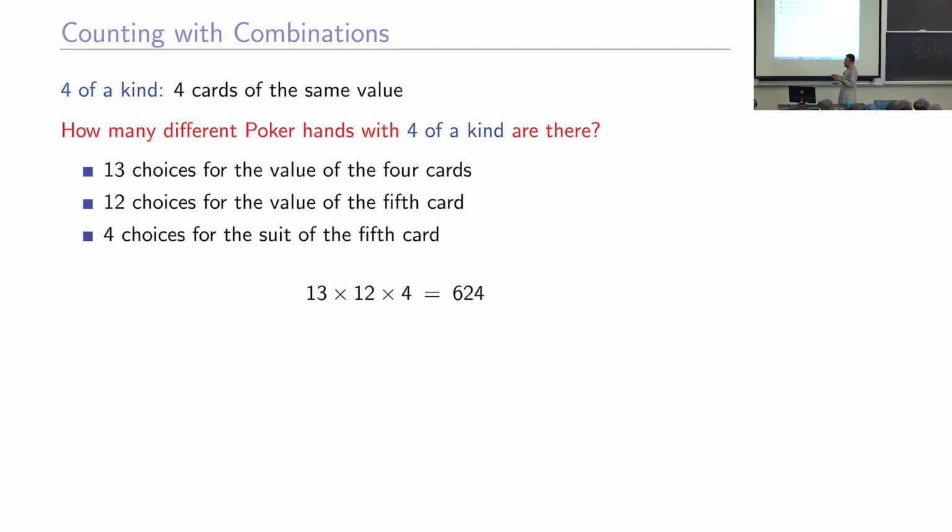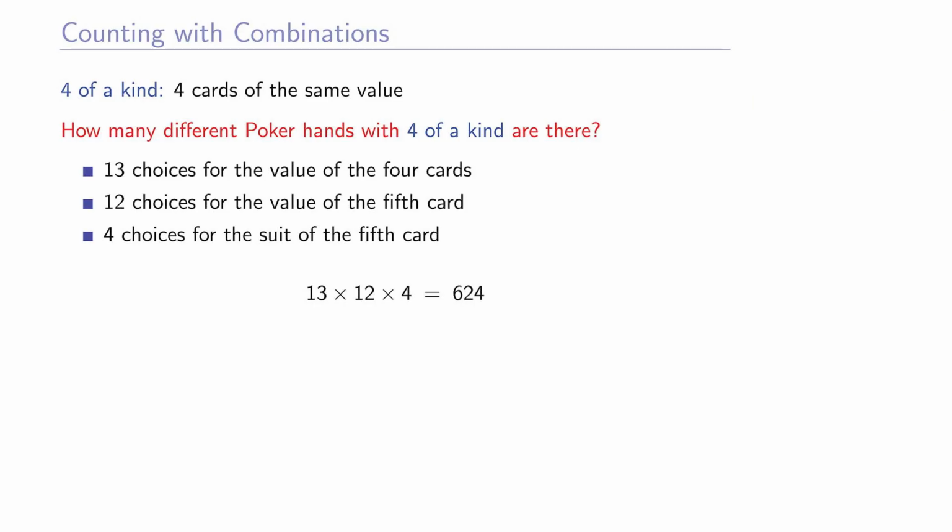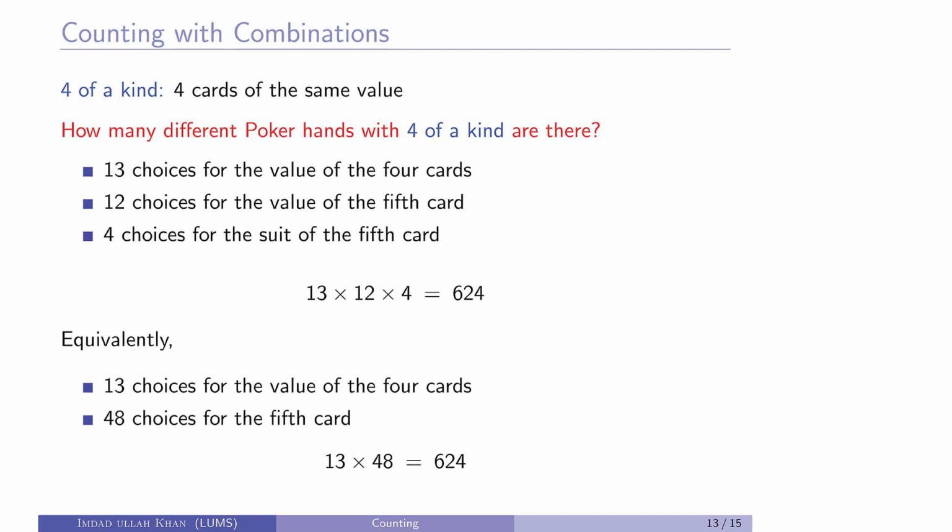So the way to do this question by counting by the product rule is you have 13 choices for the value of the 4 cards, right? And for each possible value, you have 12 choices for the value of the remaining card, and 4 choices for the suit of the remaining card, right? Or 48 choices for the remaining card, the 5th card. So the answer will be 13 times 12 times 4, or 13 times 48.